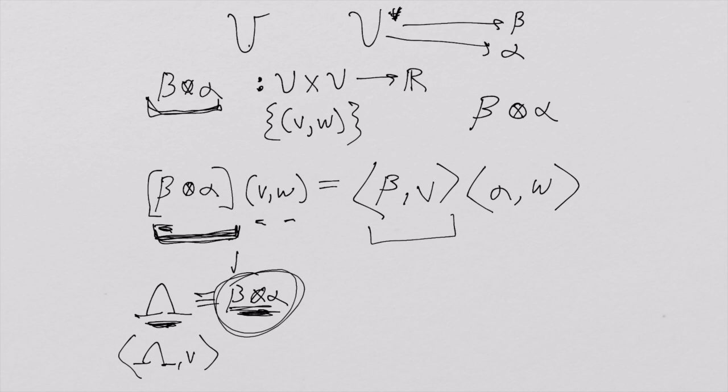You always know that there's a covector, therefore this thing is a map that takes a pair of vectors and gives you a real number. And that's what we've just done here. That's what's so important. So now, let me move this aside for a moment.